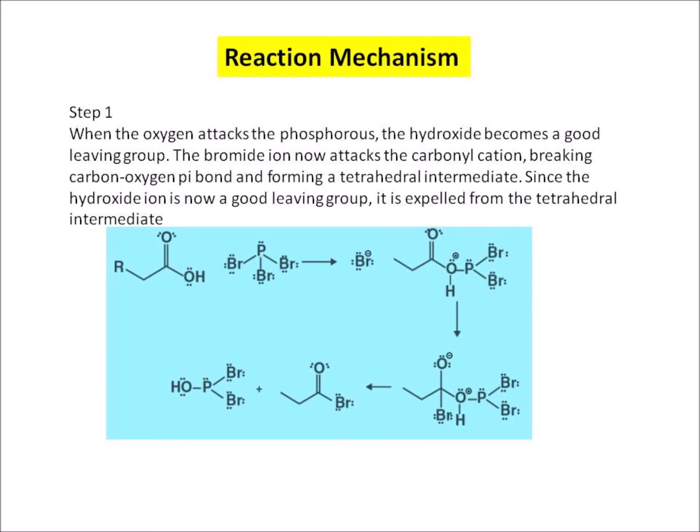In the first step, when the oxygen attacks the phosphorus, hydroxide becomes a good leaving group. The bromide ion now attacks the carbonyl cation, breaking the carbon-oxygen pi bond and forming a tetrahedral intermediate. Since the hydroxide ion is now a good leaving group, it is expelled from the tetrahedral intermediate.